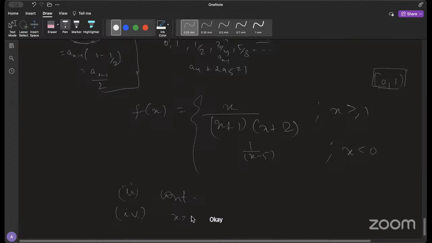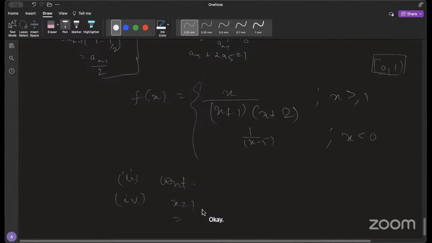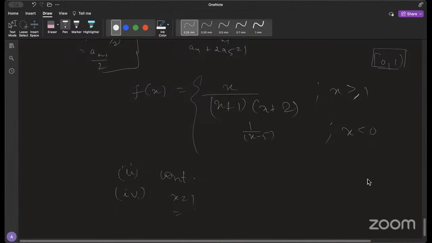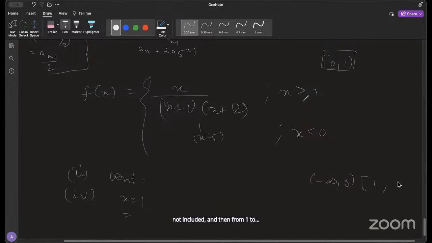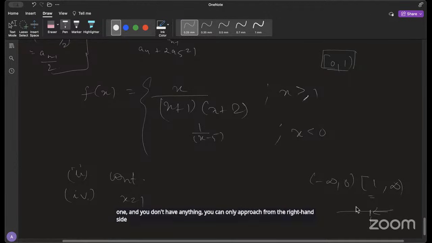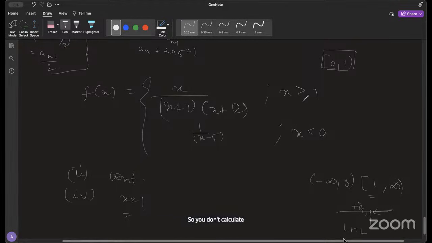Okay. And x equals to 1. So at x equals to 1, your domain is this, right? Minus infinity to 0, not included, and then from 1 to infinity. At 1 you don't have anything on the left, you can only approach from the right hand side, right? There's nothing to approach from on the left hand side. So you don't calculate the left hand limit and you just calculate the right hand limit.